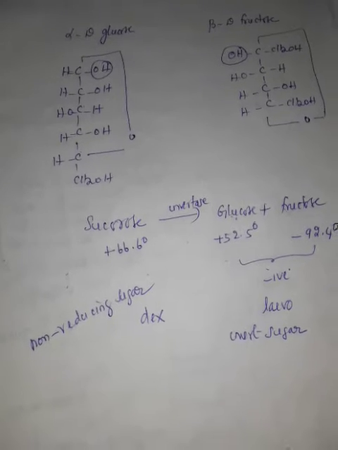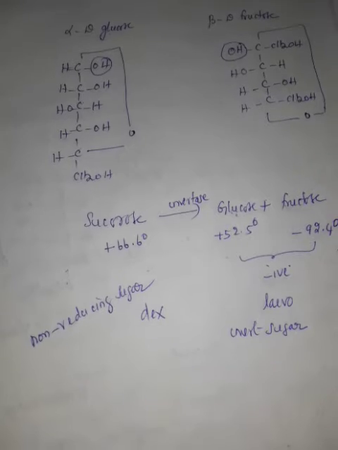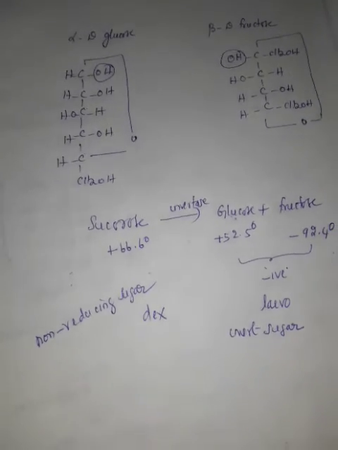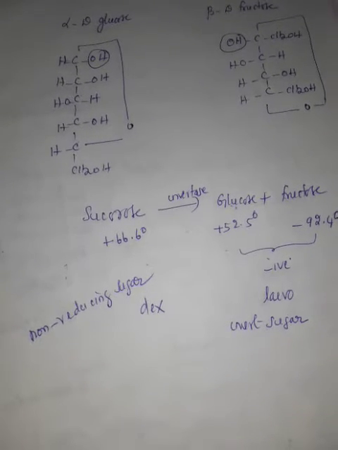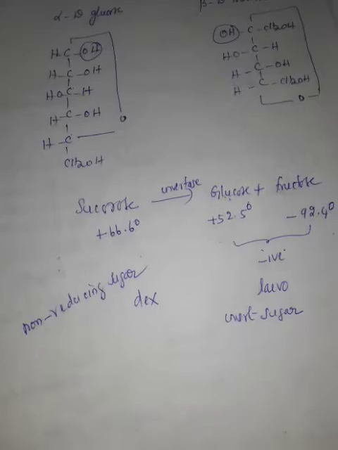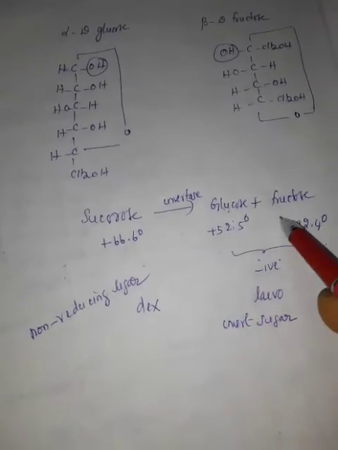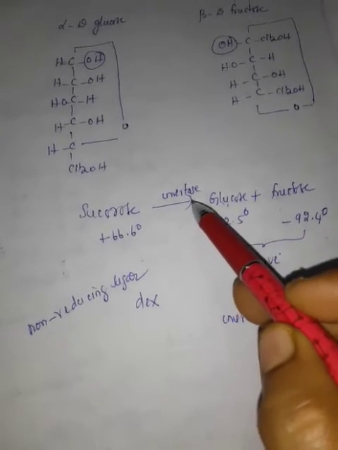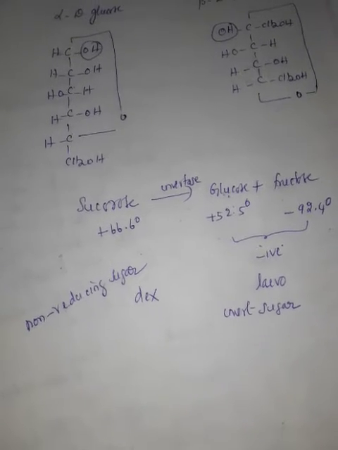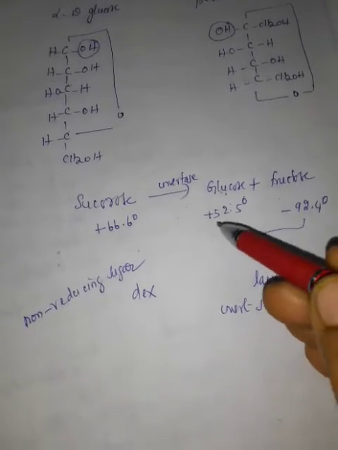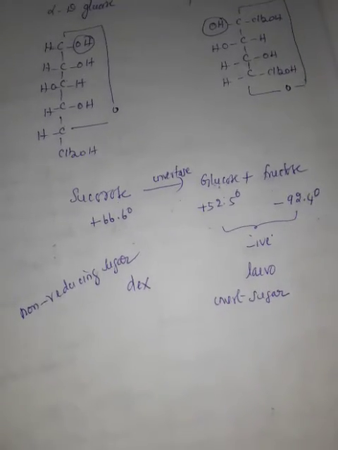It is obtained mainly from the juice of sugarcane, sugar beets, and insects such as honey bees. Here this sucrose is converted to glucose and fructose in the presence of the enzyme invertase. This invertase can be obtained from the honey bees. Most honey bees have the enzyme invertase. So sucrose is a mixture of glucose and fructose.